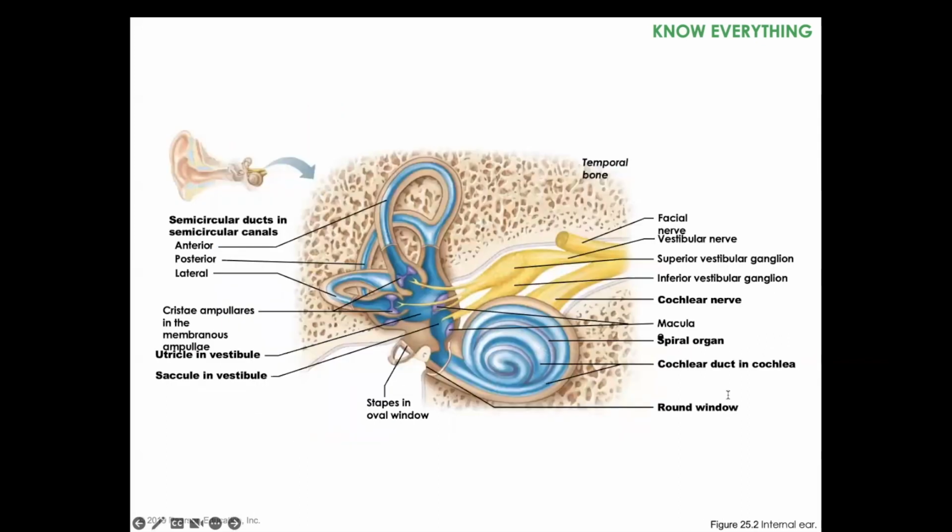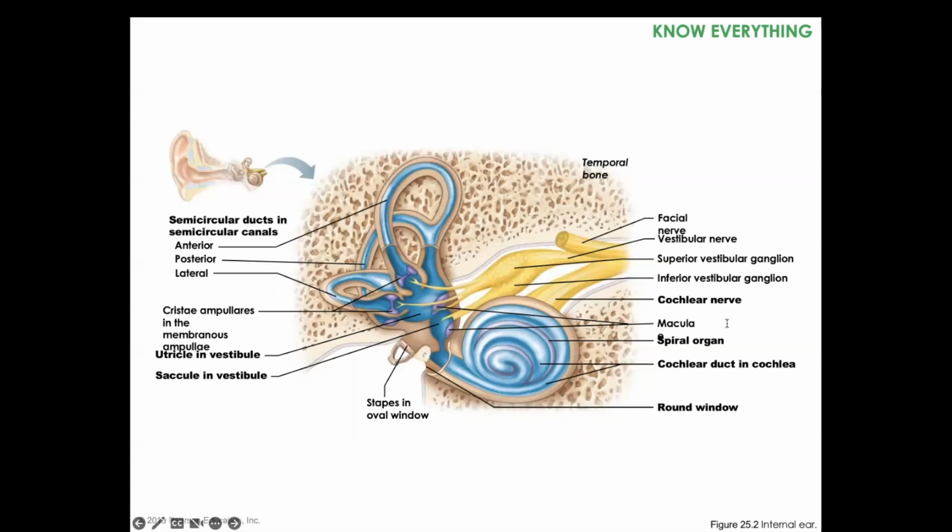And here's a look at the inner ear. There is the cochlear portion responsible for hearing and the vestibular portion responsible for helping maintain balance and equilibrium. The vestibular portion is going to contain the utricle and saccule and vestibule and the semicircular ducts and canals. At the base of the anterior, posterior, and lateral portion of these semicircular ducts is the crista ampullaris, innervated by the vestibular nerve.